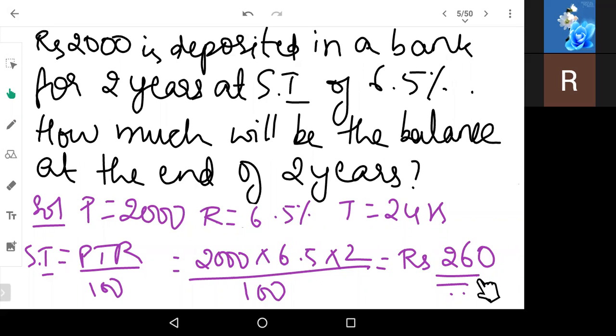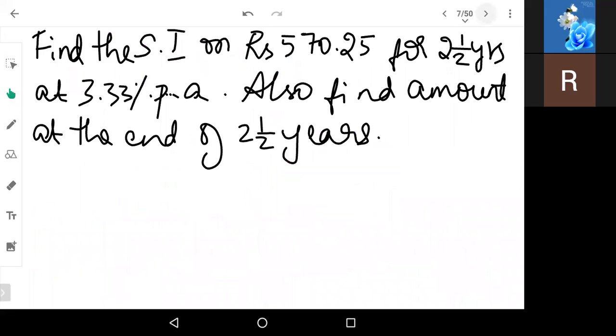Is that clear? Okay, good. That was a good question. Now the next problem: find the simple interest on rupees 570.25 for 2.5 years at 3.33% per annum. Also find the amount at the end of 2.5 years.